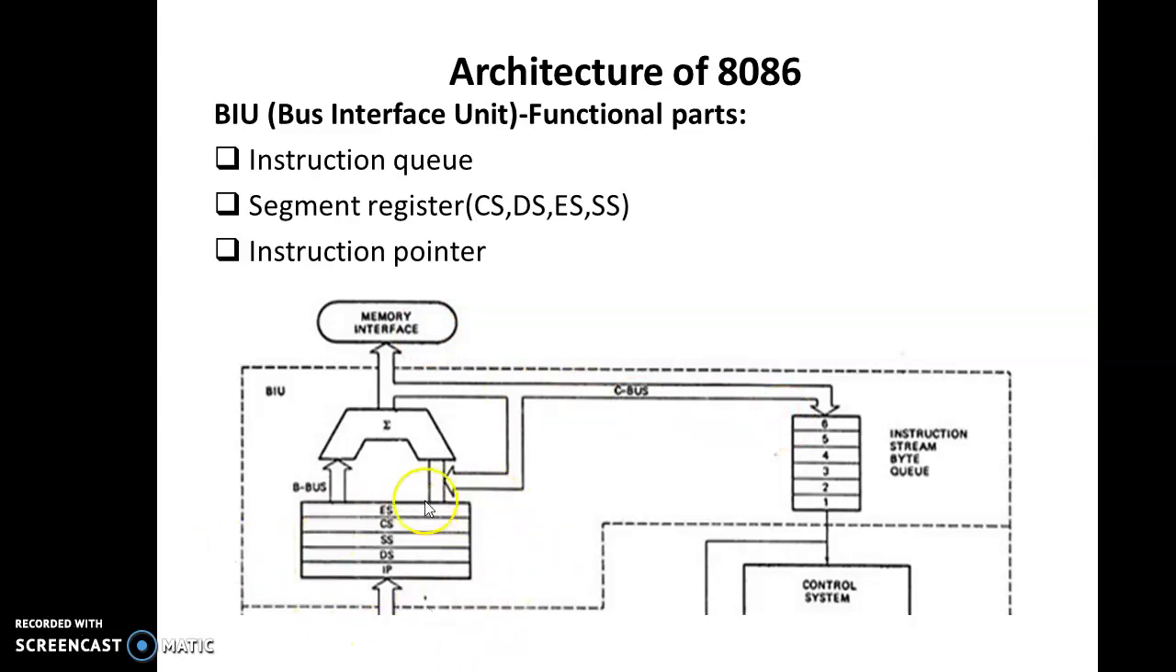Second functional part is segment registers. Bus interface unit has 4 segment registers. Each segment register holds the 16-bit base address of that segment. This address is used to generate a 20-bit physical address. CS stands for code segment and stores the base address of the code segment. DS is data segment, ES is extra segment, and SS is stack segment. IP is a 16-bit register used to hold the address of the next instruction to be executed.